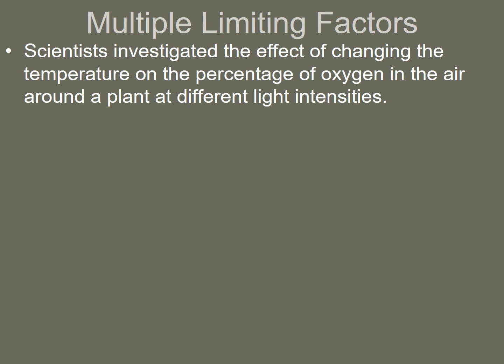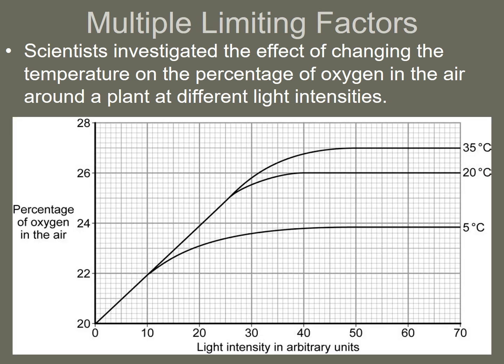Where it gets a little bit more complicated is that for higher tier students, they might think about talking about multiple limiting factors on a single graph. So here we've got a slightly different way of measuring the rate of photosynthesis. We can see they're measuring it by the percentage of oxygen in the air. So the more oxygen there is, the faster the rate of photosynthesis, of course. So essentially this y-axis is a rate of photosynthesis. Down here on the x-axis we've got light intensity, and we're measuring that in arbitrary units. Now arbitrary units means it hasn't got any units, so we just arbitrarily assign them.